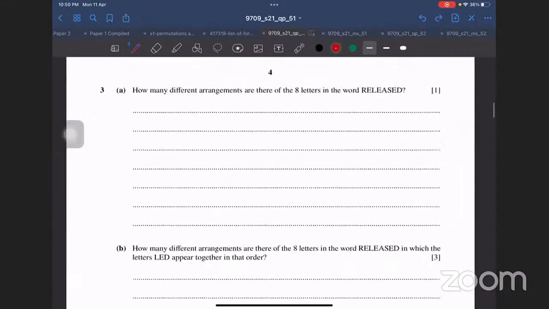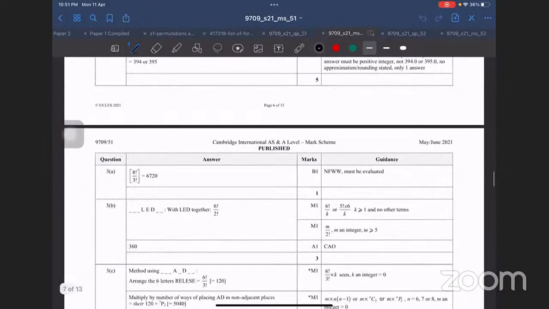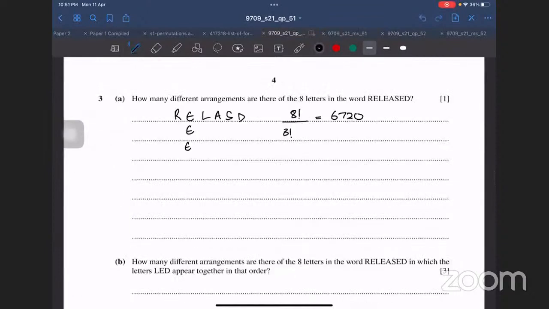Okay, this is a question on permutations. It says how many different arrangements are there of the 8 letters in the word released. So let's count how many of these are identical letters. 8 factorial divided by 3 factorial, since there are three E's, I get 6720. That is the correct answer.